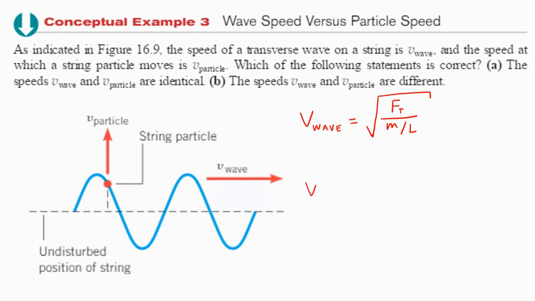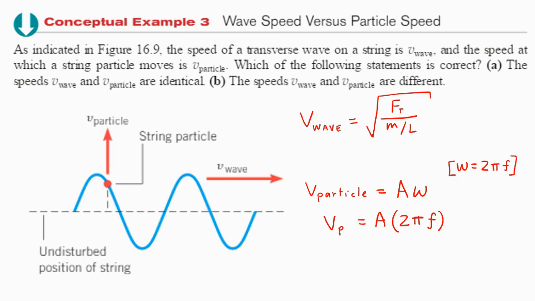And then we need the speed of the particle. Now this little equation is going to come from our simple harmonic motion unit. So the maximum speed of that particle is going to be equal to the amplitude times the angular frequency of the particle. We could rewrite this as amplitude times 2 pi times the frequency, because we learned last unit that omega is equal to 2 pi f. That's actually on your equation sheet for AP Physics 1.